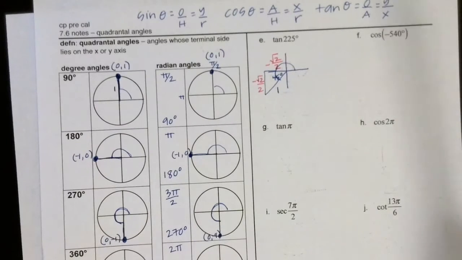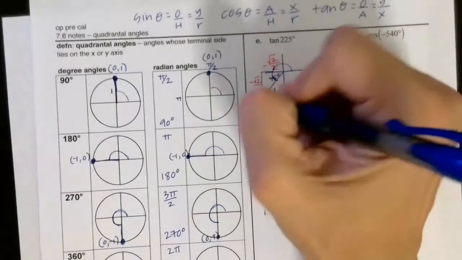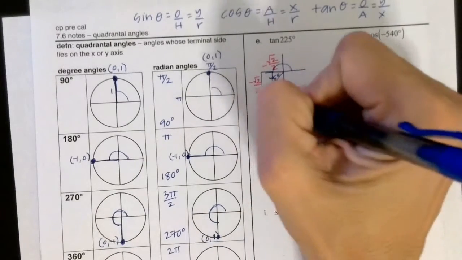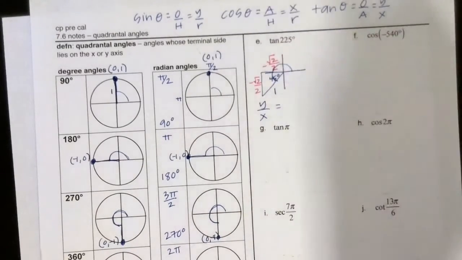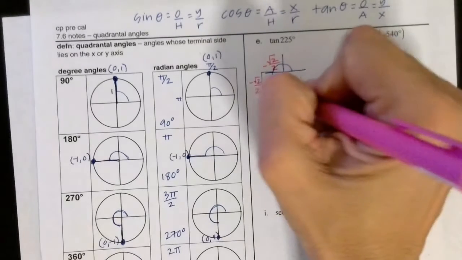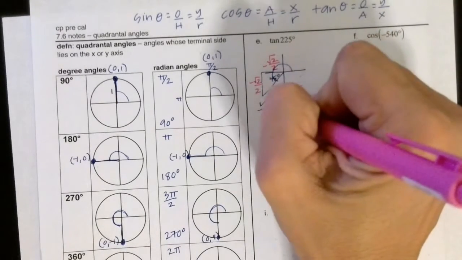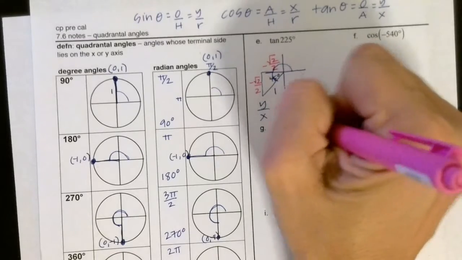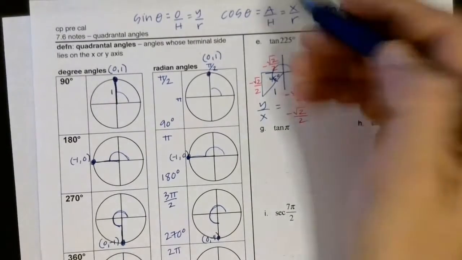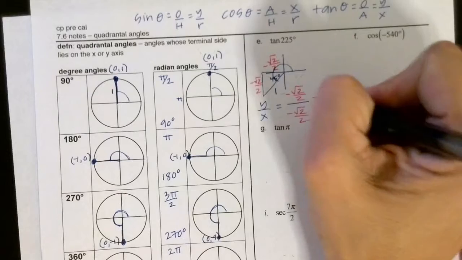So those are my angles. So tangent is y over x, so it's going to be -√2 over 2 over -√2 over 2, and that equals +1.